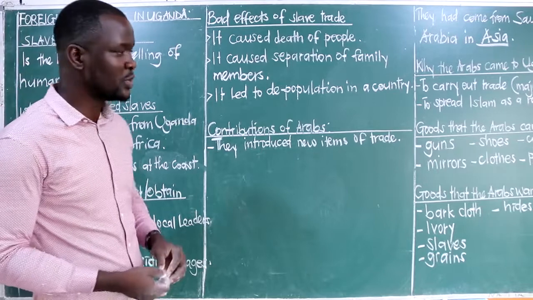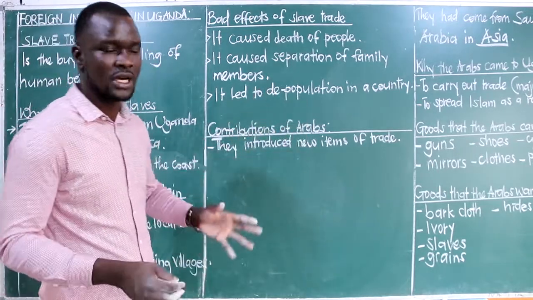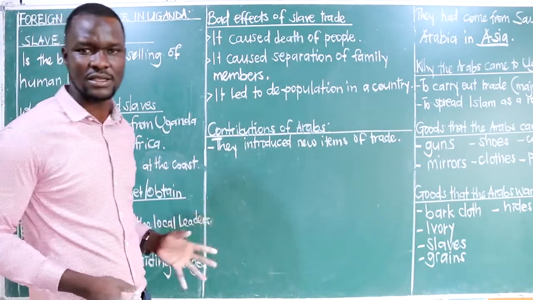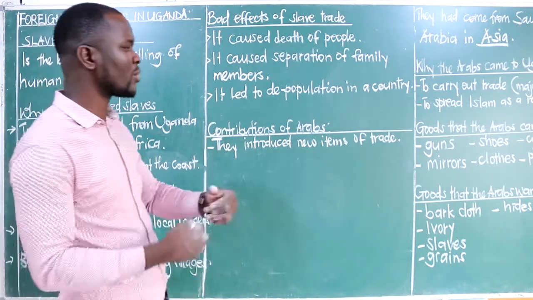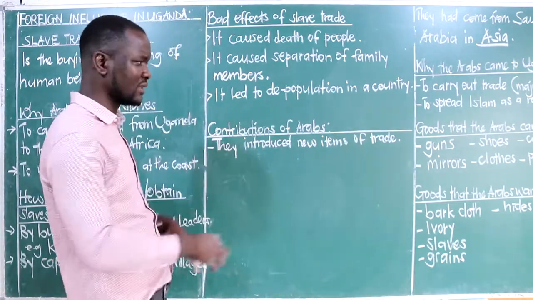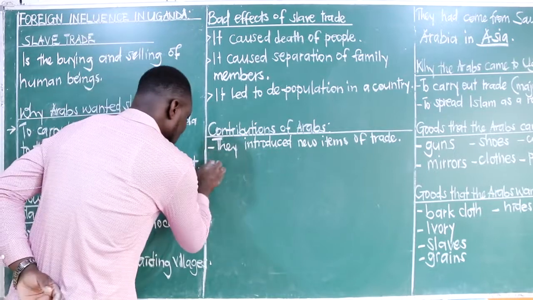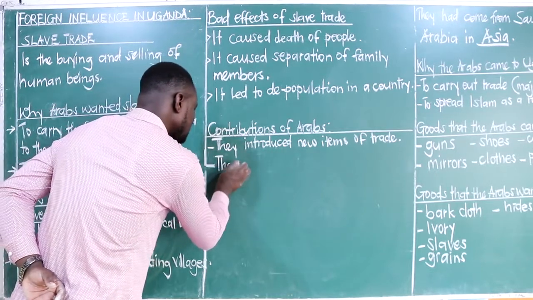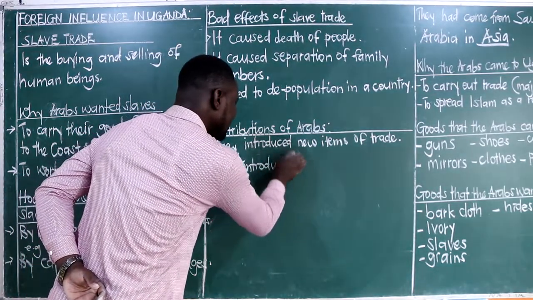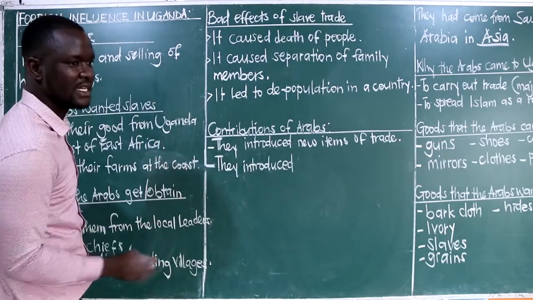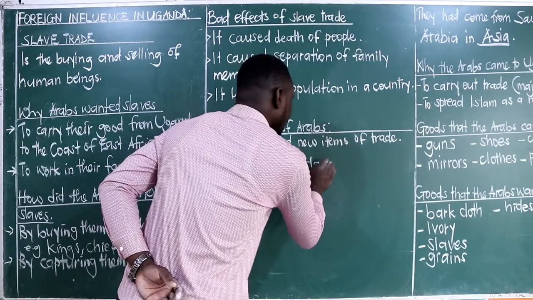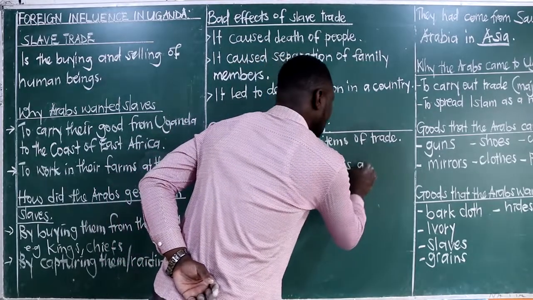That was good. Ugandans also now were able to wear shoes. Ugandans were able to get very nice clothes to put on. They were able to get guns that they could use for protection. Some people could use the guns for attacking other people, and they get wealth from that. Next one is the Arabs introduced a new religion that we say became the first foreign religion. Foreign meaning it was not yet in Uganda. They introduced Islam as a religion.